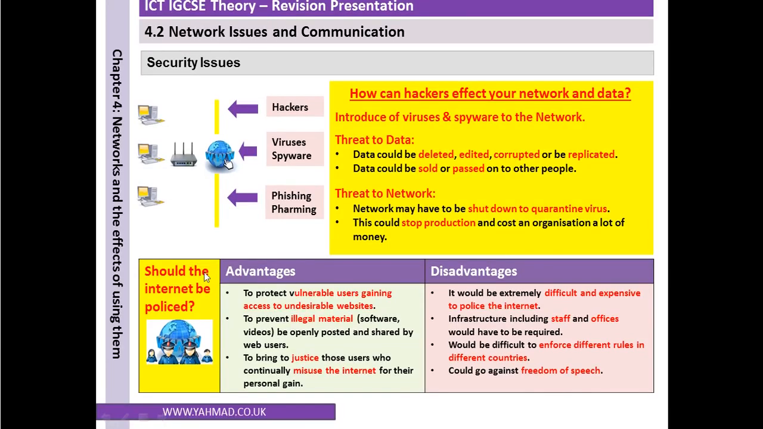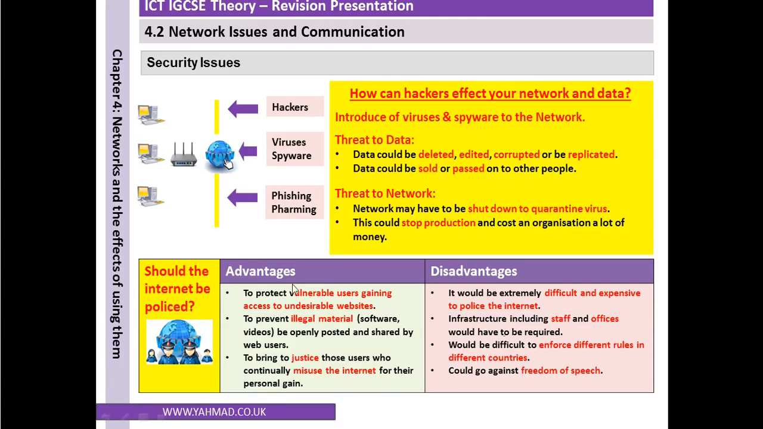Okay, so should the internet be policed? We have obvious advantages and disadvantages. Let's focus on the disadvantages first. It would be extremely difficult and expensive to police the internet. The infrastructure, including staff and officers, would be required. Again, this would be expensive. It would be difficult to enforce different rules in different countries. Every country has different policies regarding the usage of the internet, so it would be difficult to enforce a set of uniform rules, and it could go against freedom of speech.